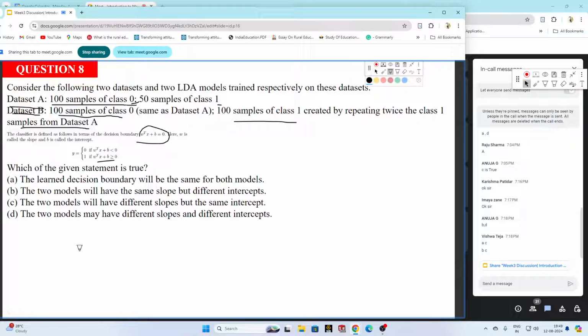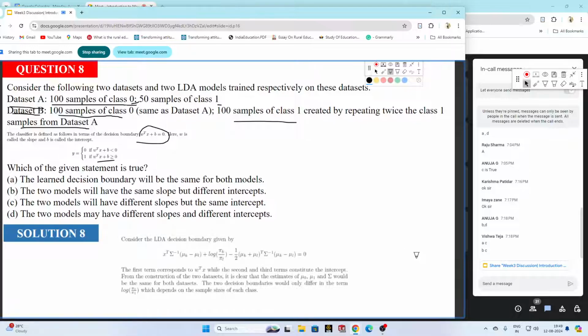The two models may have different slope, different intercept. So this is the equation of the decision boundary, or discriminant, of the LDA model. Now we have to compare this equation with this straight line equation.